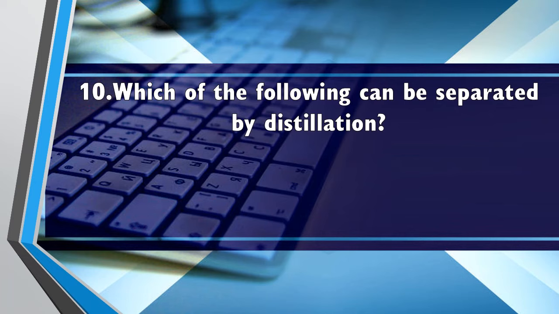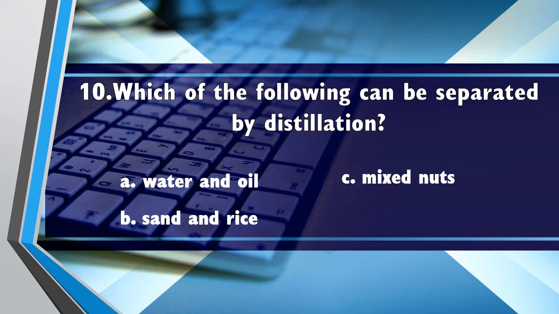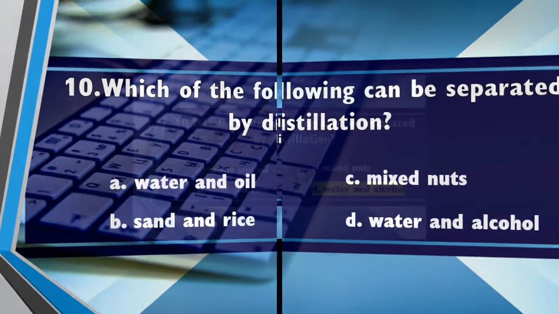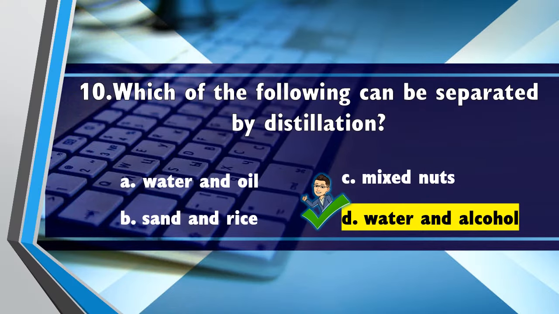Number 10. Which of the following can be separated by distillation? A. Water and oil. B. Sand and rice. C. Mixed nuts. D. Water and alcohol. The correct answer is letter D. Water and alcohol.